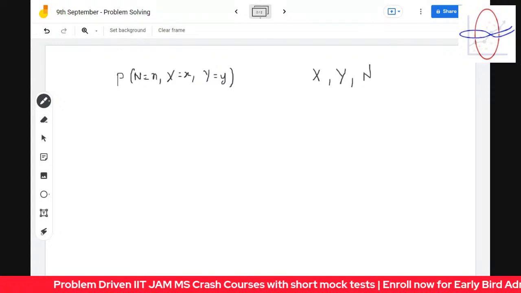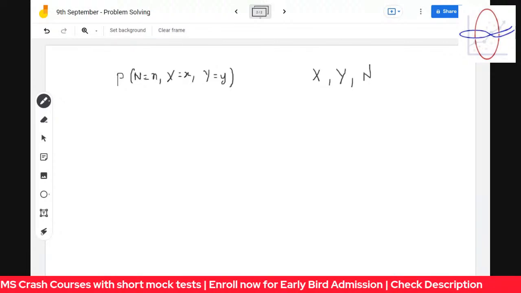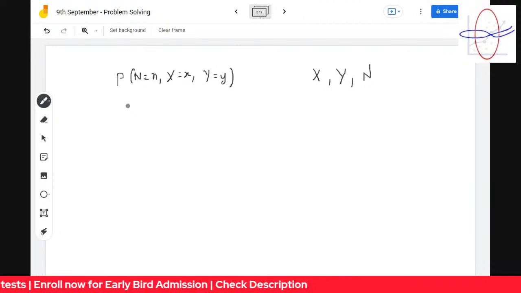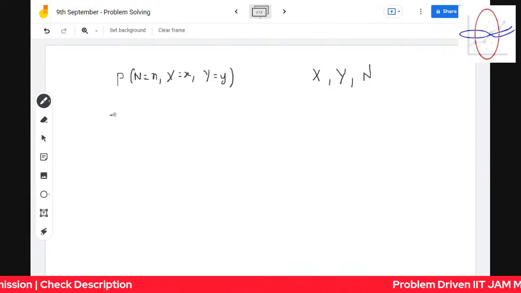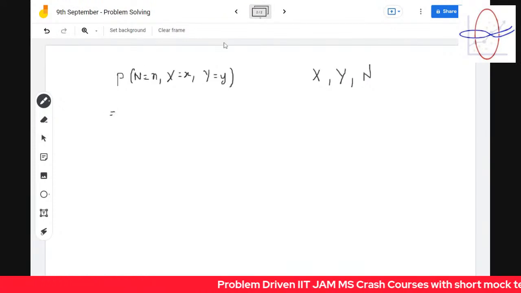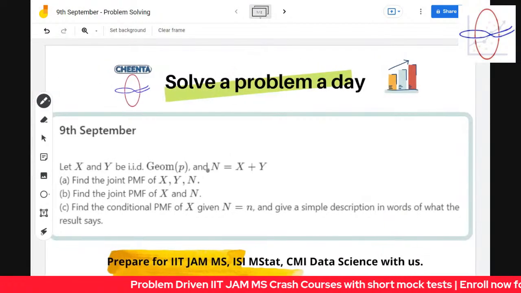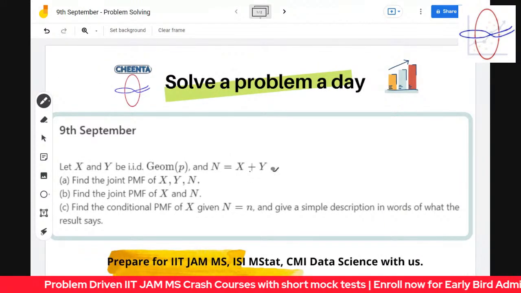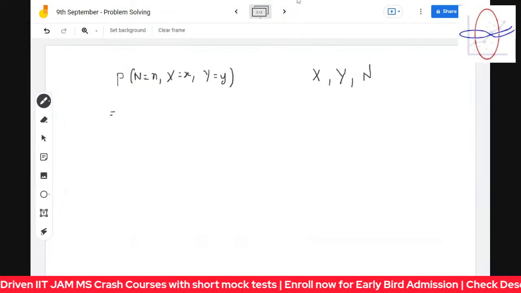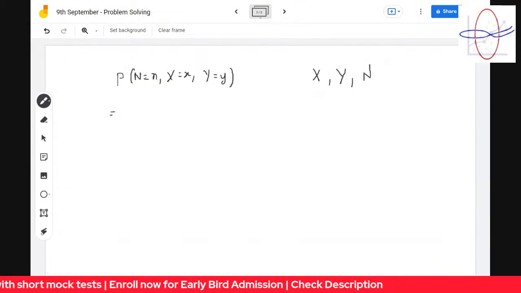So Tishika is telling me to find n is equal to x plus y. It's fine, but how will you do this problem? Tell me. How will you find this? We need to do the next step. So what will be the next step? We know that x, y, and n follow this. So we need to find the joint PMF of x, y, and n. What will be the next step, guys? Any hint?